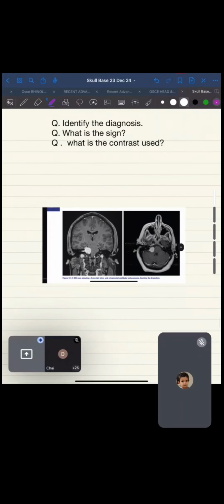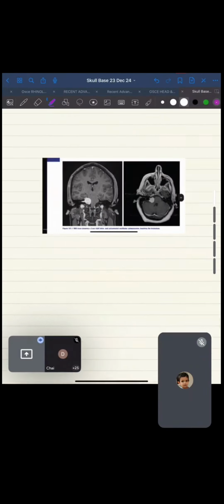Okay, the diagnosis is vestibular schwannoma. You can write CP angle tumor, but you should write vestibular schwannoma. Please don't write acoustic neuroma. As per Scott Brown, what they mention is vestibular schwannoma. And the side also you have to mention if possible. If you are confused, then don't write it. Second, what is the sign? This is called the ice cream cone sign. The contrast used is gadolinium.